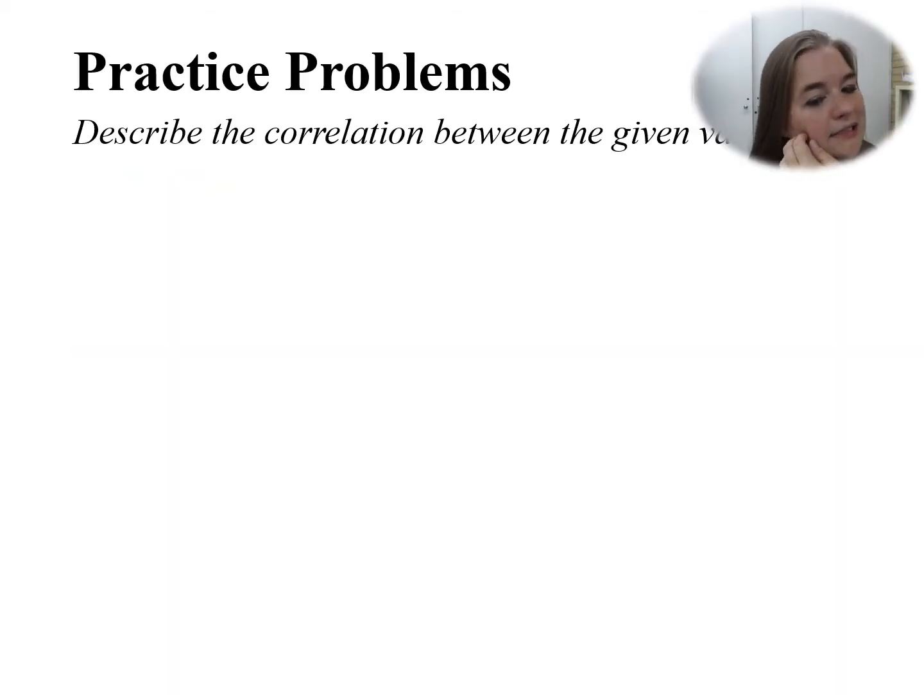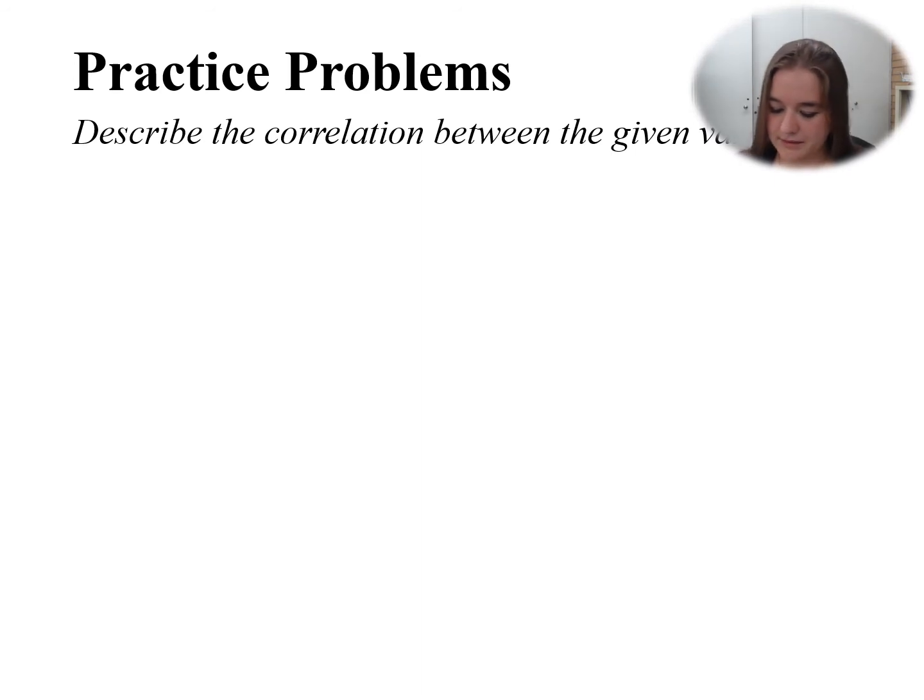So let's practice. Let's look at some examples here, and we're going to describe the correlation between the given variables. In your notes for the vocab, I'd also like you to have a sketch of those types of correlation, just as a reminder that if it appears to be going uphill, we have a positive slope. If it appears to be going downhill, we have a negative slope or a negative correlation. And if there's no pattern, we have no correlation.